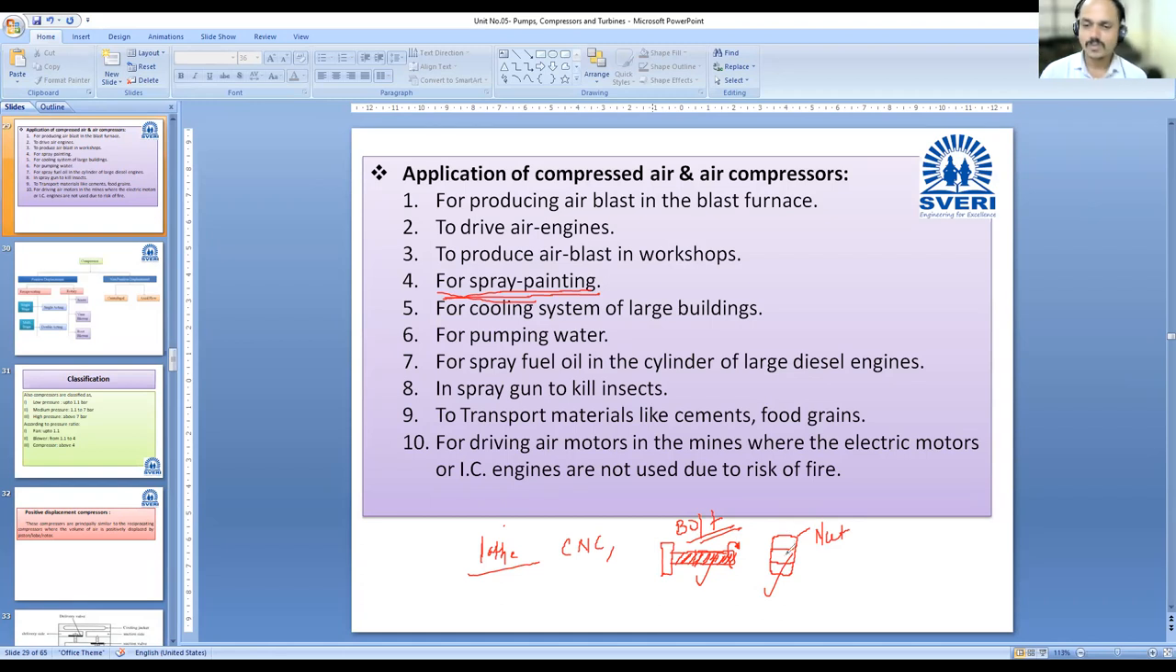This one is the bolt and this one is the nut. To that nut internal threading is there, and for the bolt external threading is there. So to fit that nut and to remove that nut, we can use pneumatic guns. Have you seen that?